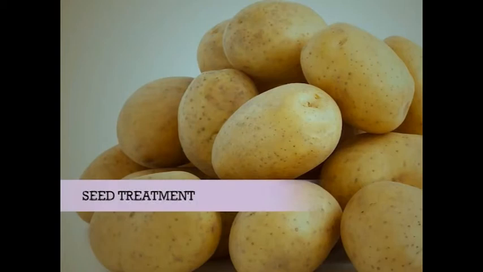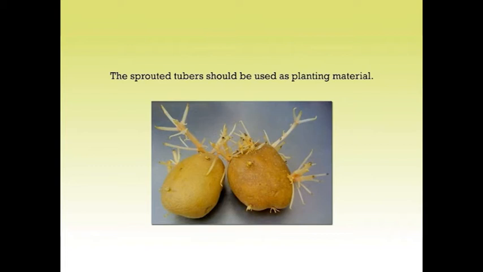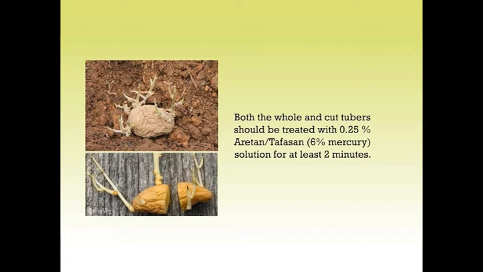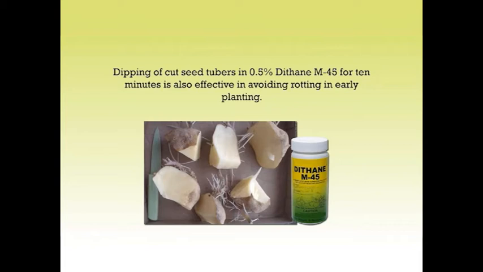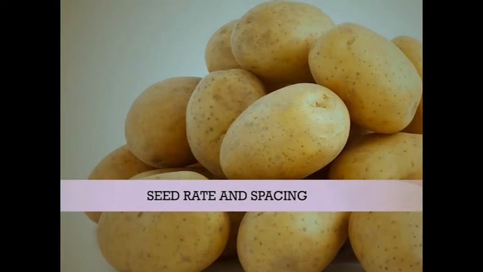Seed treatment. The sprouted tuber seed should be used as planting material. Both the whole and cut tubers should be treated with 0.25% Aretan or Tafasan 6% mercury solution for at least 2 minutes. Dipping of cut seed tubers in 0.5% Dithane M45 for 10 minutes is also effective in avoiding rotting in early planting.